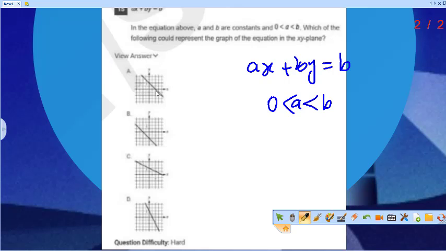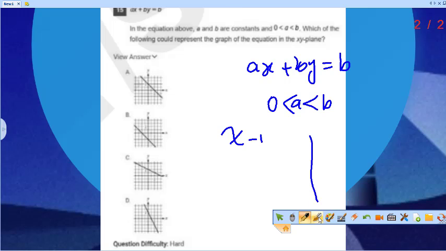Yes, by identifying the x-intercept and y-intercept. How can you find the x-intercept? Yes, by setting y to 0. It means ax equals b. It means your x is b over a. B is more than a. It means this fraction is more than what? 1. Yes, it means my x-intercept is more than 1.